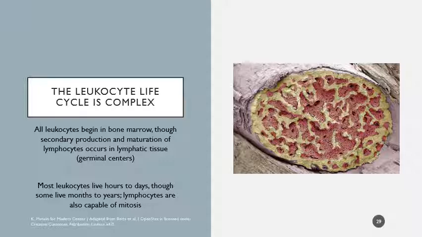So depending on the type of leukocyte, there are very complex and very different life cycles. All leukocytes begin their division process and maturation process in bone marrow, but secondary production and maturation can occur in different locations, such as the thymus and different types of lymphatic tissue. Most leukocytes can live maybe hours or days, but some of them actually end up living months or years. And some of them are also capable of mitosis. So for example, some B and T lymphocytes might be capable of mitosis.